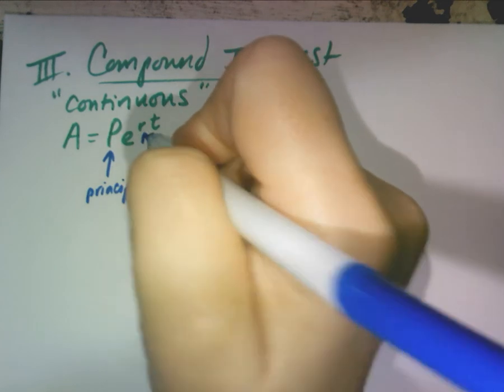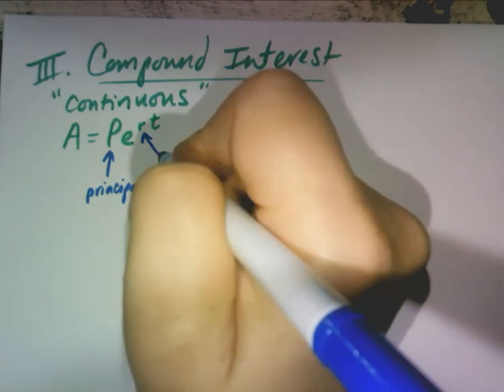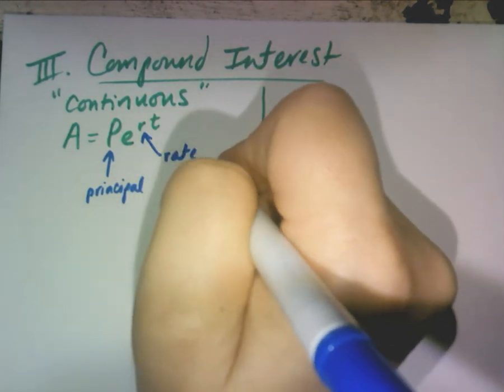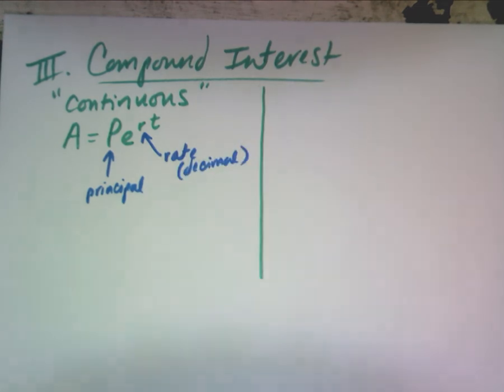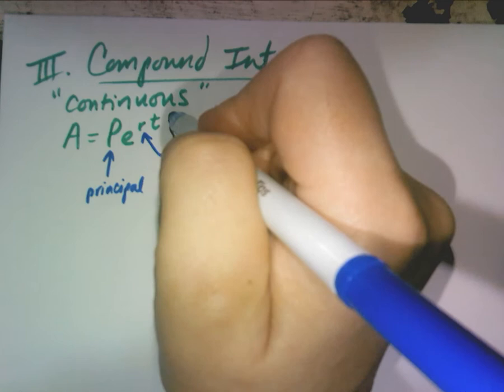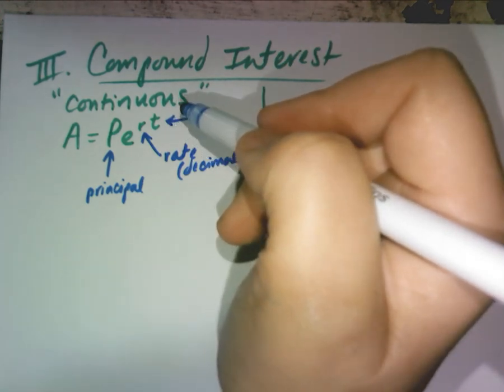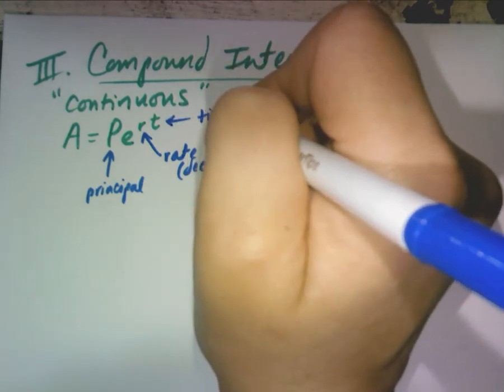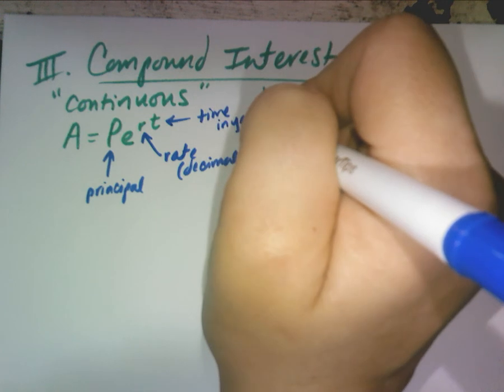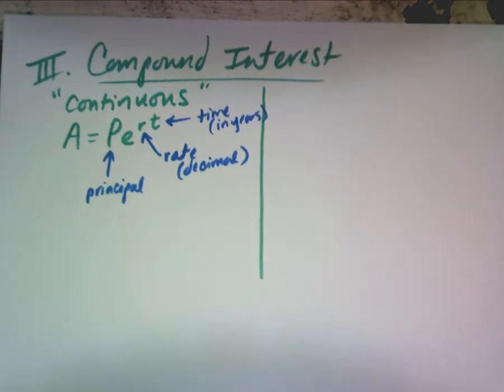The r is the rate at which you're putting it out. The rate must be written as a decimal, okay? So if they give it to you as a percent, say 5%, you need to convert it to 0.05. And then obviously t is time. T is time, and it's always in years. So if they give it to you in months for continuous, you would convert that to years, okay? So A-P-E-R-T you use when they say continuous.